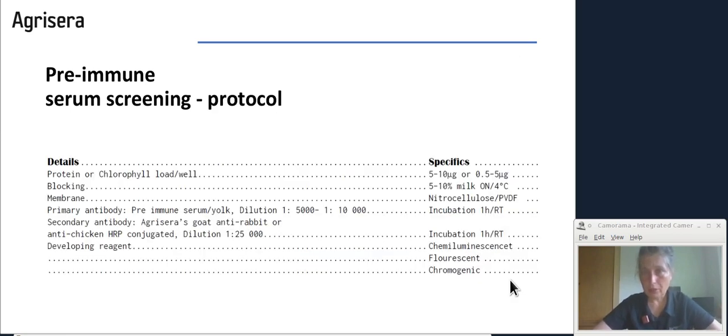Which protocol is used for pre-immune serum screening? There is a standard protocol, but you should remember that here the incubation of pre-immune serum should not be done overnight, and the wells should not be overloaded with protein, as this will most certainly result in quite pronounced background.